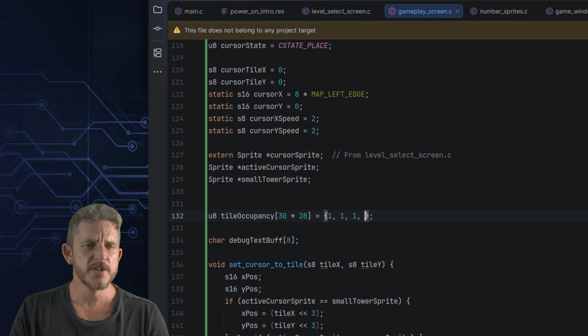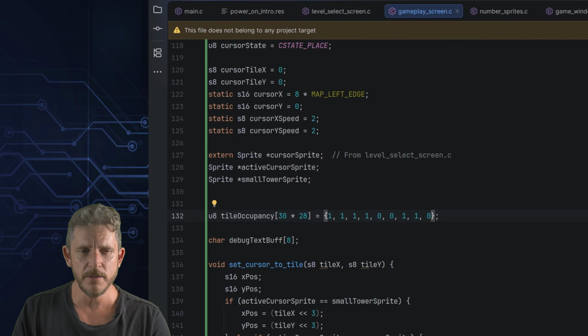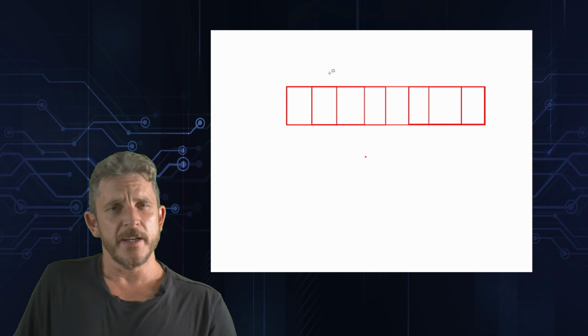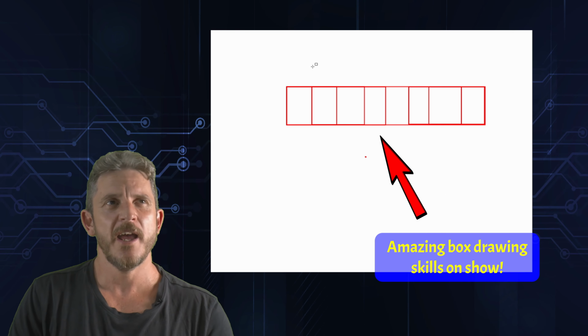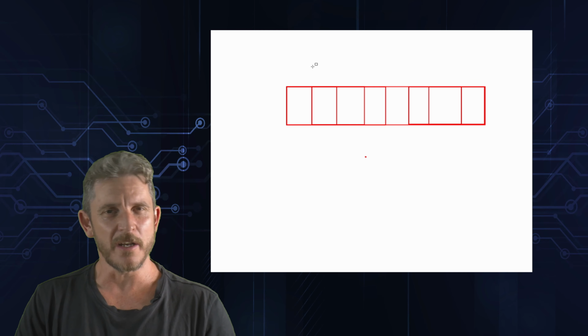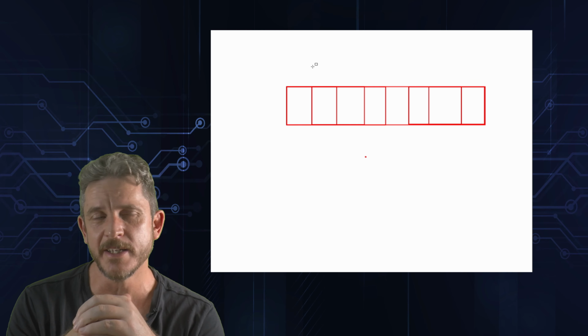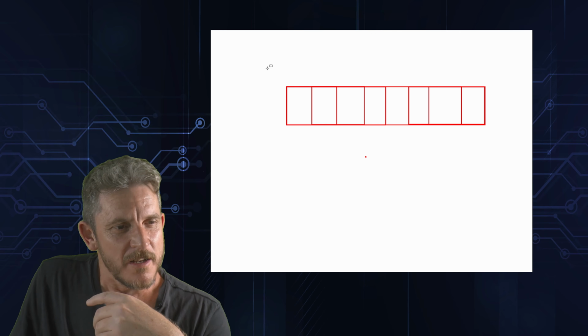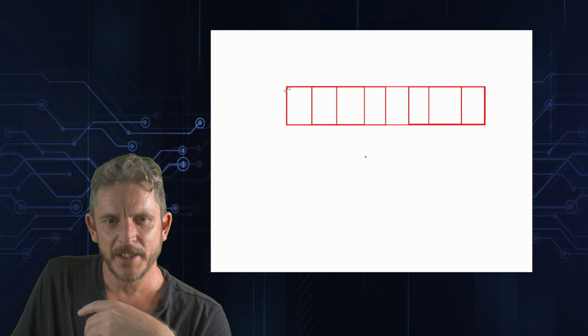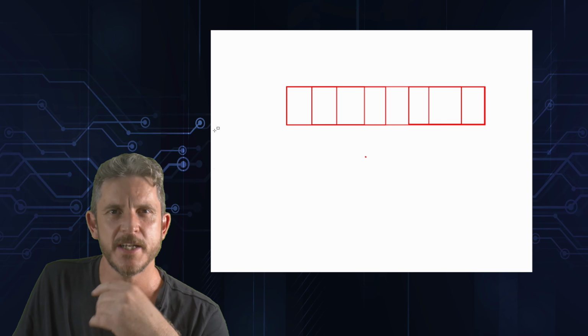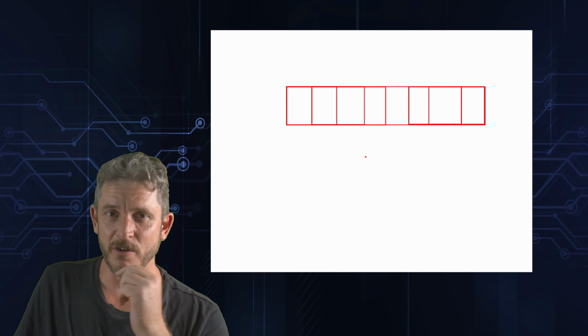We could load that up with a bunch of ones and zeros to indicate that there's sort of terrain and a tower can't be placed in a given tile. But if you think about it, we only really have one bit of information to indicate 0, there's nothing occupying the tile, or 1 to indicate that something is.